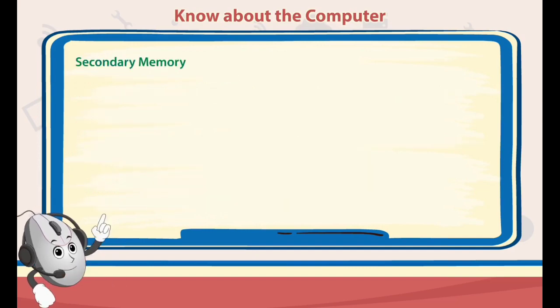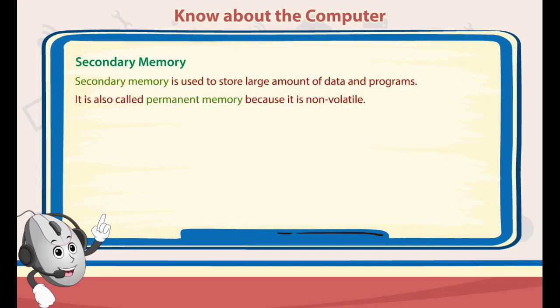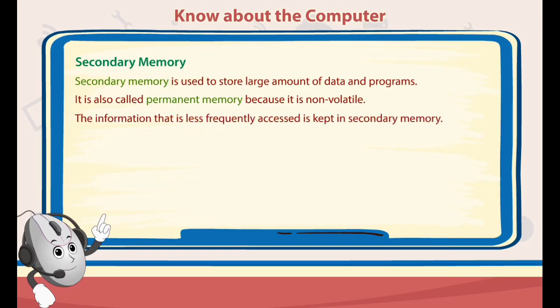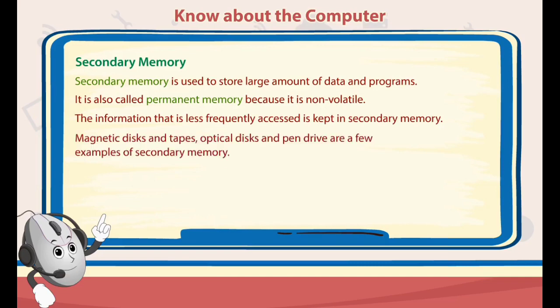Secondary memory. Secondary memory is used to store large amounts of data and programs. It is also called permanent memory because it is non-volatile. The information that is less frequently accessed is kept in secondary memory. Magnetic disks and tapes, optical disks, and pen drives are a few examples of secondary memory.